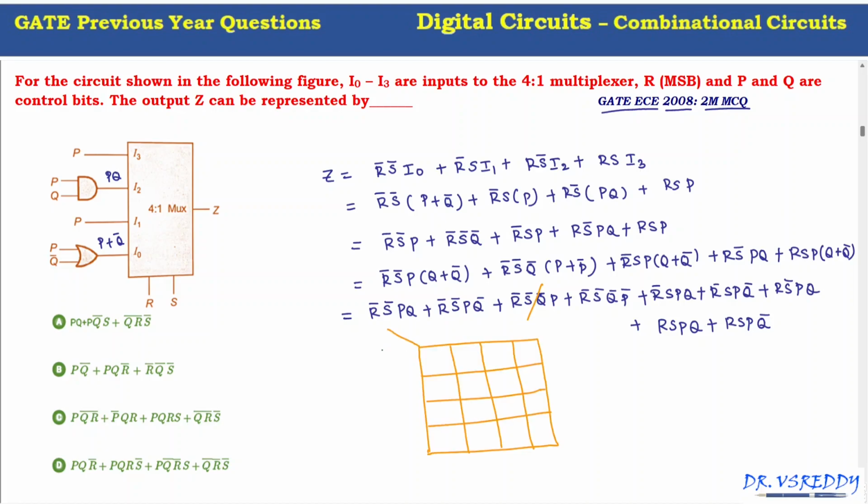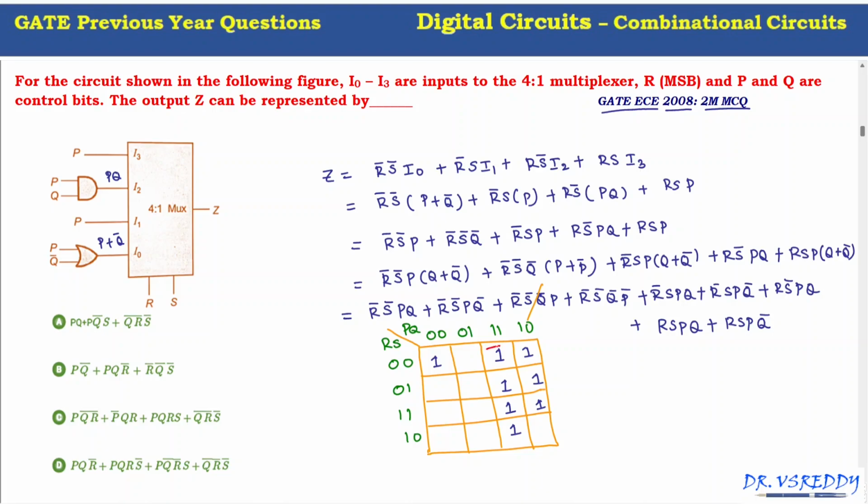If we simplify using a K-map, with RS and PQ labelled 00, 01, 11, 10, we mark R bar S bar P Q as 1, R bar S bar P Q prime as 1, and similarly R bar S bar Q prime P prime as 1. Then R bar S P Q, R bar S P Q prime, R S bar P Q, R S P Q, and R S P Q prime.